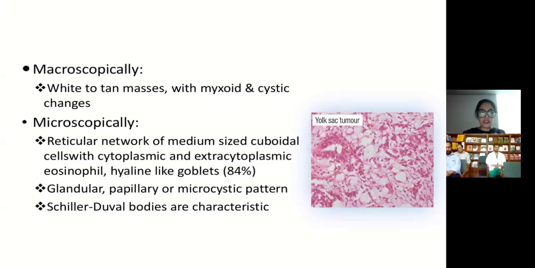Macroscopically, it is white to tan masses with myxoid and cystic changes. Microscopically, there is a reticular network of medium-sized cuboidal cells with cytoplasmic and extracytoplasmic eosinophilic hyaline-like globules, and a glandular, papillary or microcystic pattern. Schiller-Duval bodies are its characteristic.